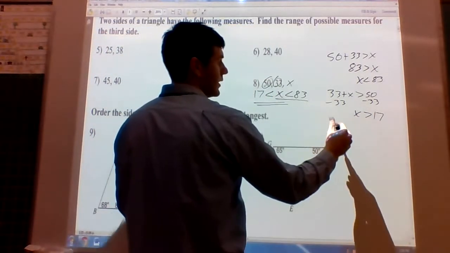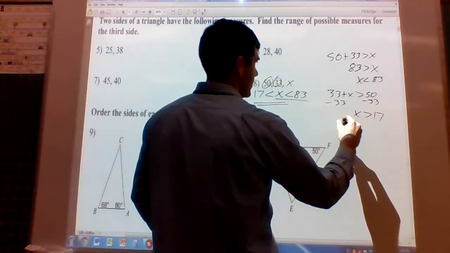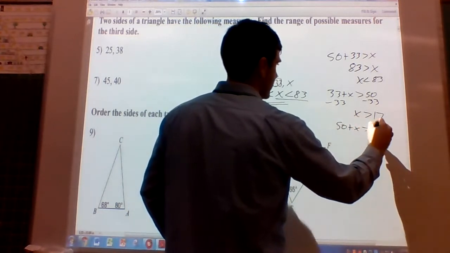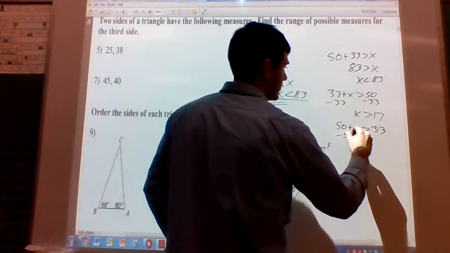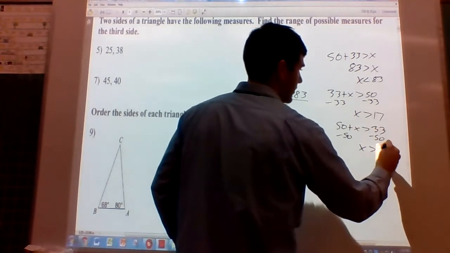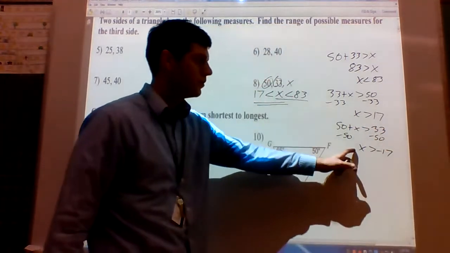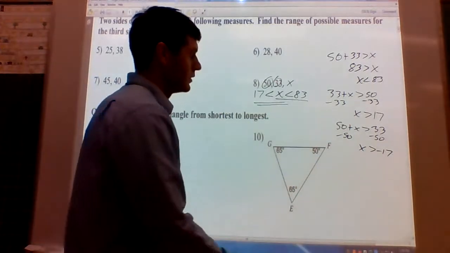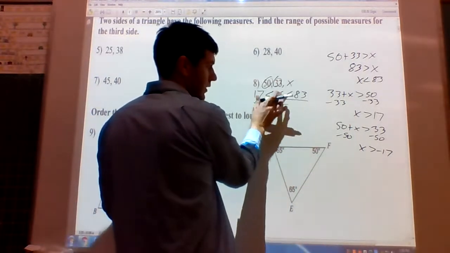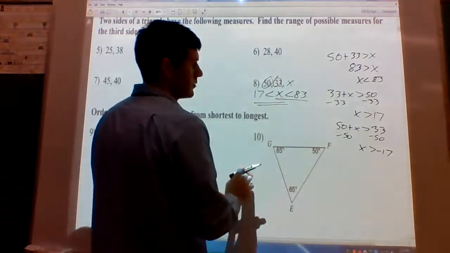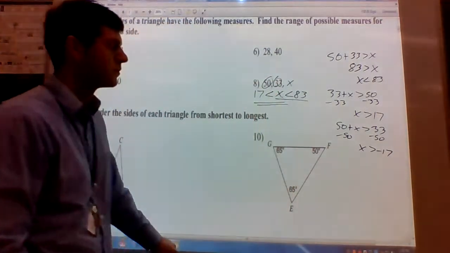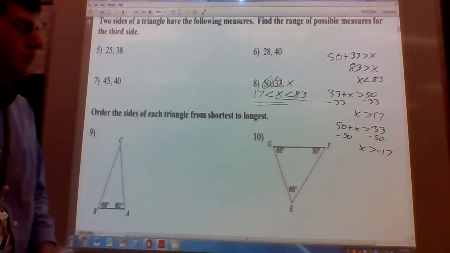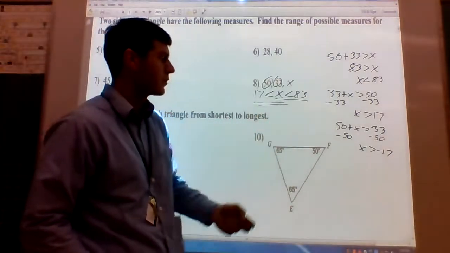If we do the last one, we have 50 plus x is greater than 33. Minus 50, x is going to be greater than negative 17. So we know it's got to be greater than 17, which is, again, x is greater than 17. X is between 17 and 83.